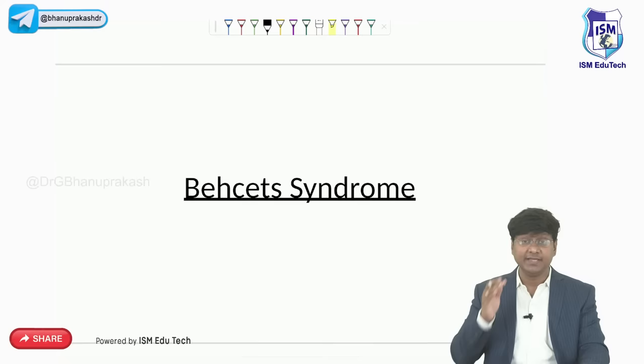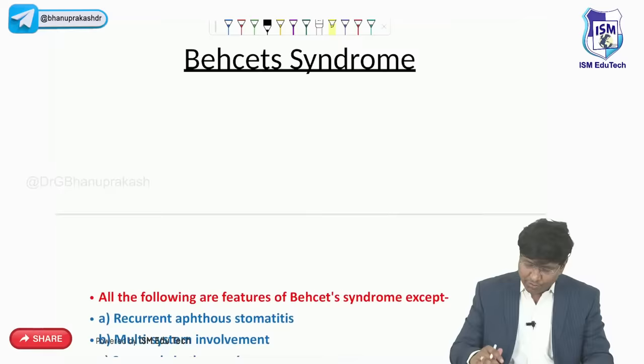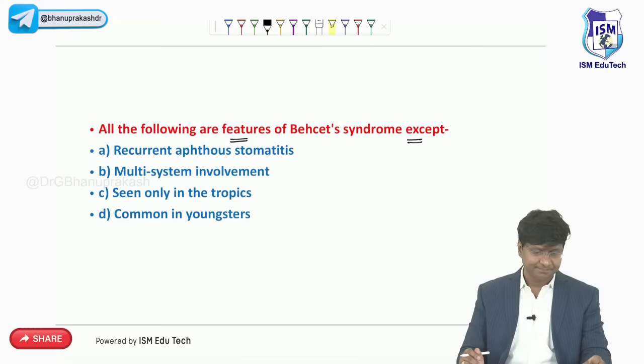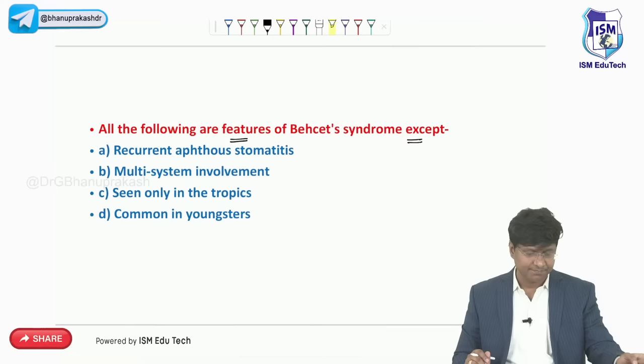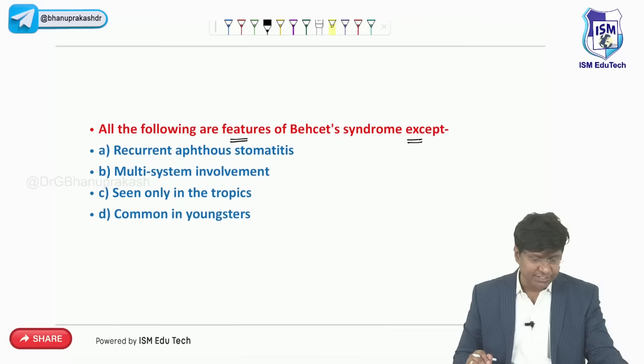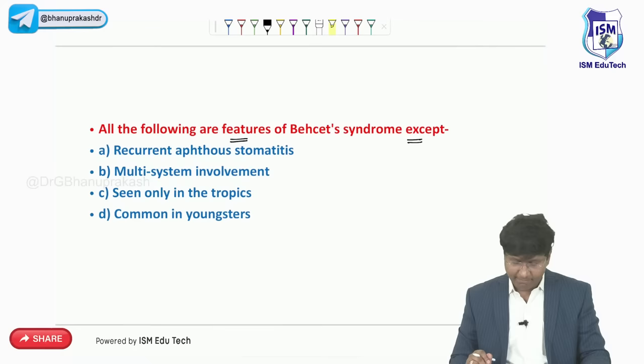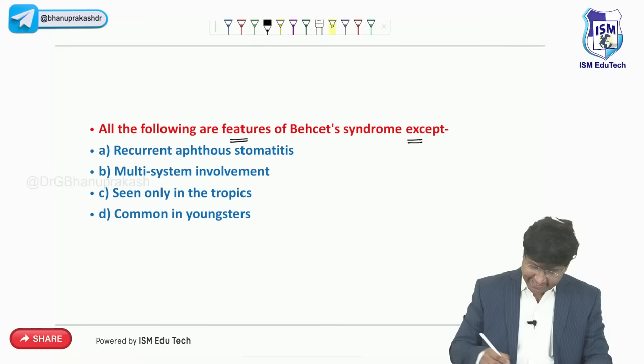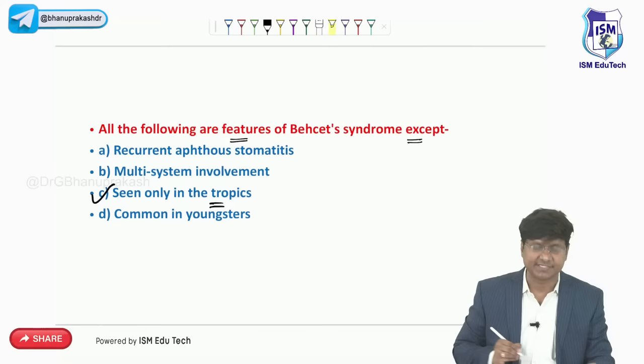Now, Behçet's, you need to know a very, very important question. All of the following are the features of Behçet's syndrome except which of the following? Recurrent aphthous stomatitis, multi-system involvement, seen only in tropics, common in youngsters. So Behçet's, yes, seen only in tropics is an incorrect statement. It is seen both in tropical and subtropical countries as well.